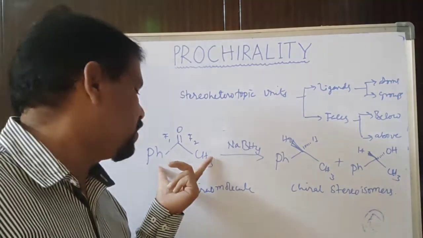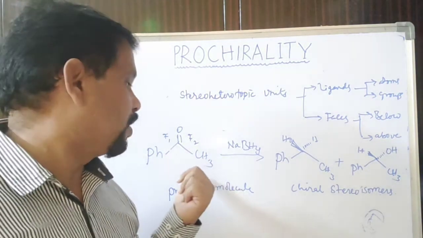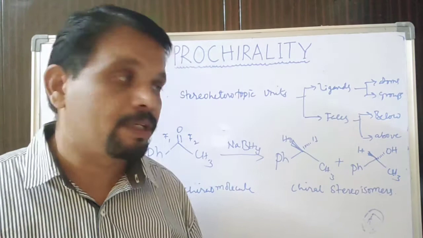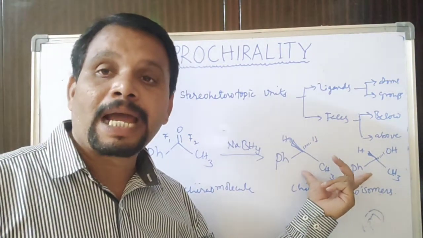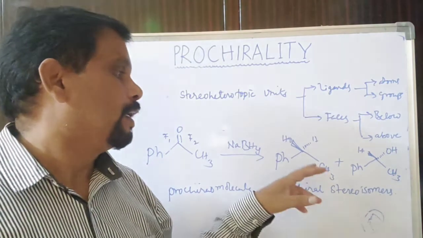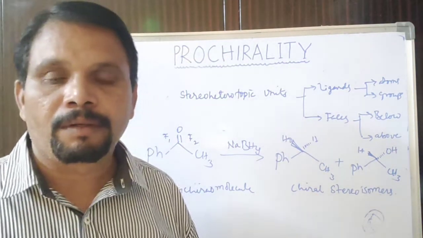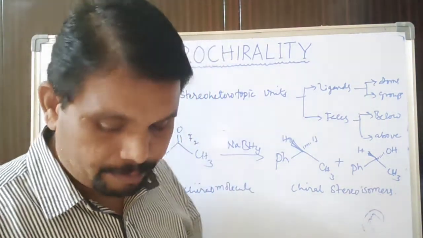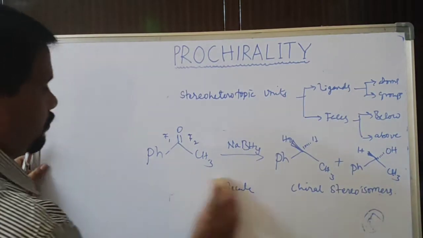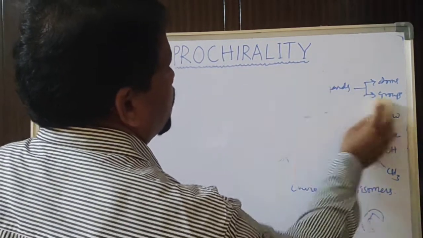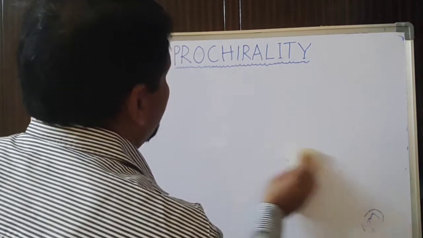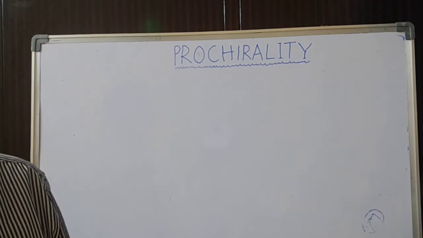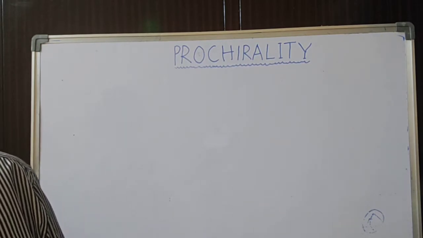So this property is known as prochirality. This molecule is known as a prochiral molecule, and these are chiral stereoisomers, or these molecules have the property of chirality because they exhibit optical activity. That means biologically active. Okay. So I'll give you some more examples to understand these molecules clearly.